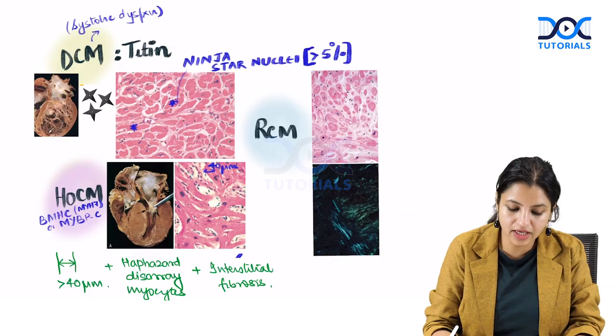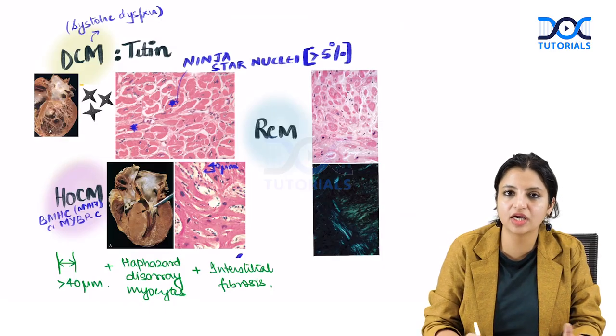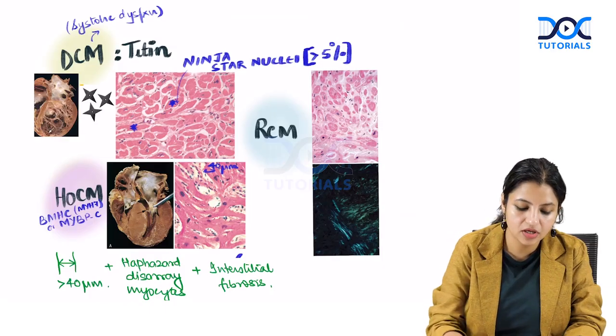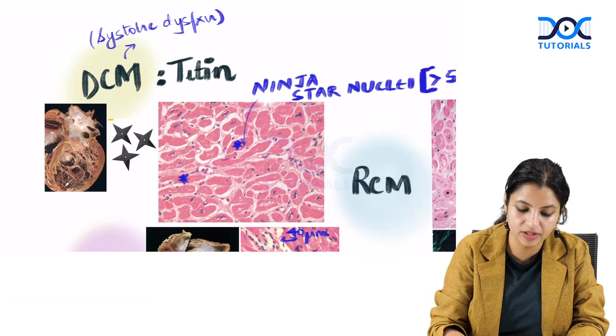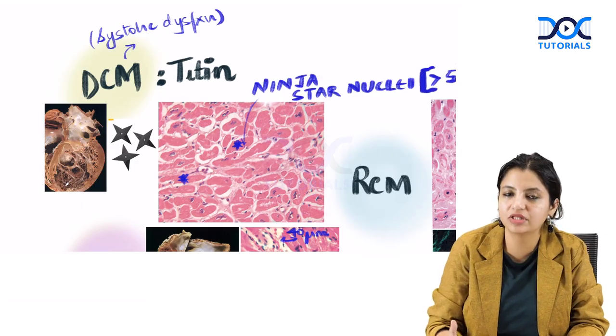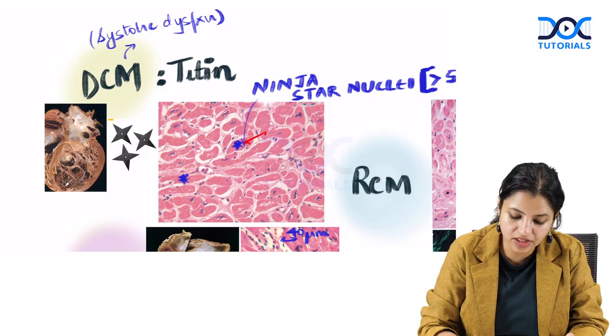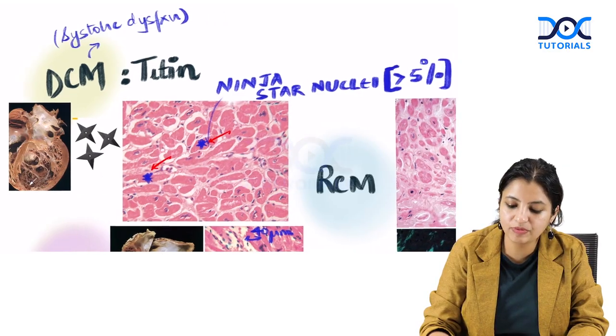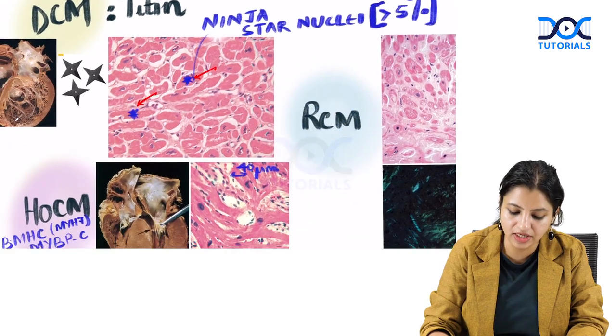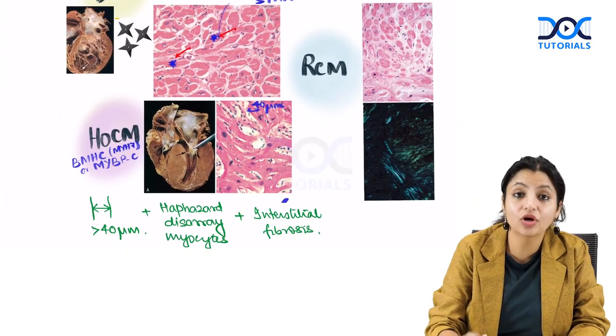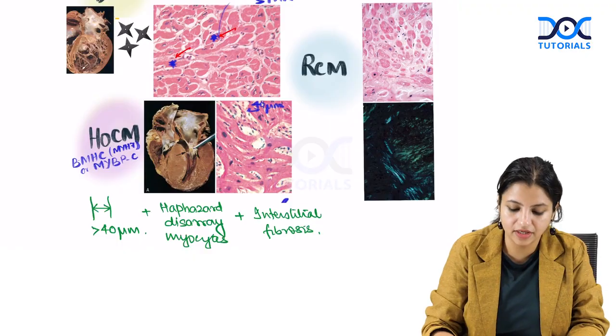So if you look at this diagram, okay, so this is a diagram of all the cardiomyopathies together. If I'm looking at the dilated cardiomyopathy, you know, dilated cardiomyopathy is a systolic dysfunction, and you can see this nucleus here. These are ninja star nucleus, which should be present in more than 5% to call it as a dilated cardiomyopathy. Okay, to call it as a titin mutated dilated cardiomyopathy.